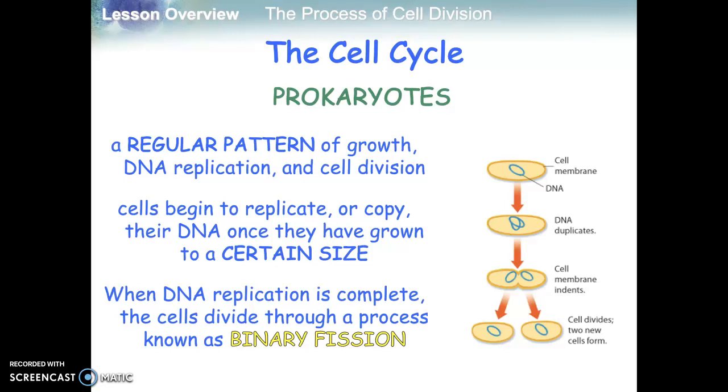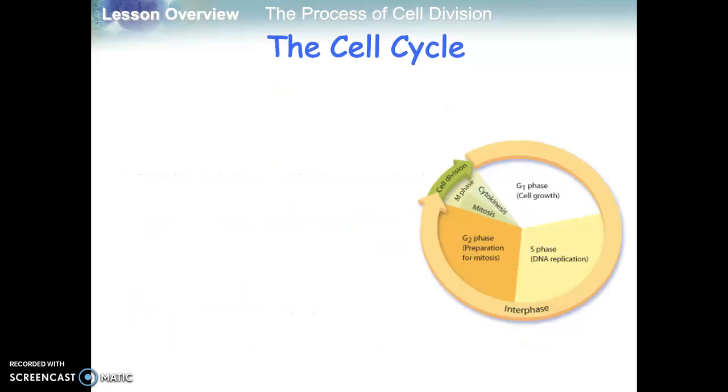When the DNA replication is complete, the cell will simply undergo a process known as binary fission. In other words, once that circular strand is duplicated and you have two circular strands, the cell will simply split in half, with each circular strand going into a different cell, and you have two identical prokaryotic organisms. Okay, again, prokaryotes, cell division is much simpler than what we have with eukaryotes.